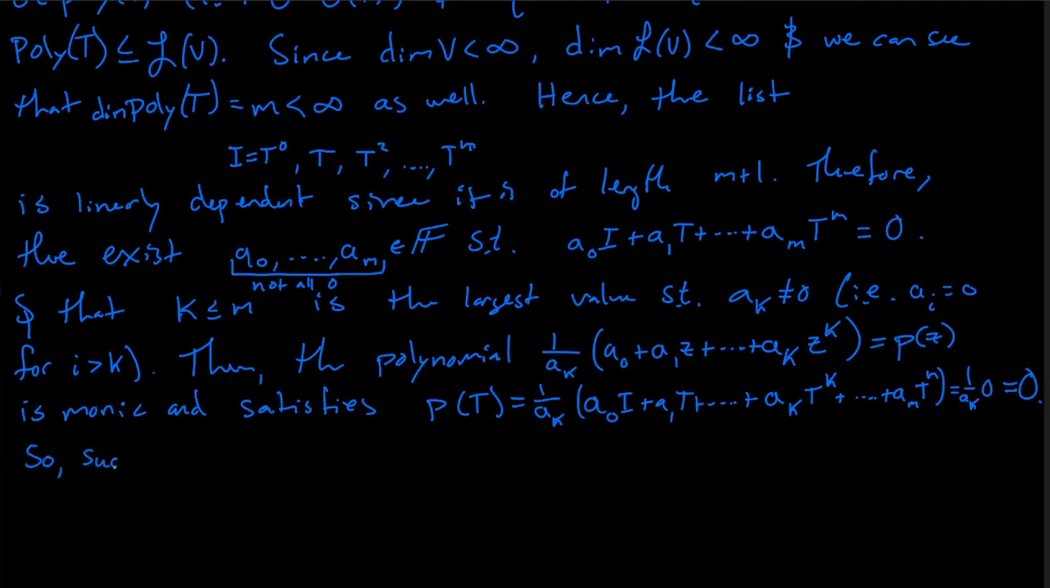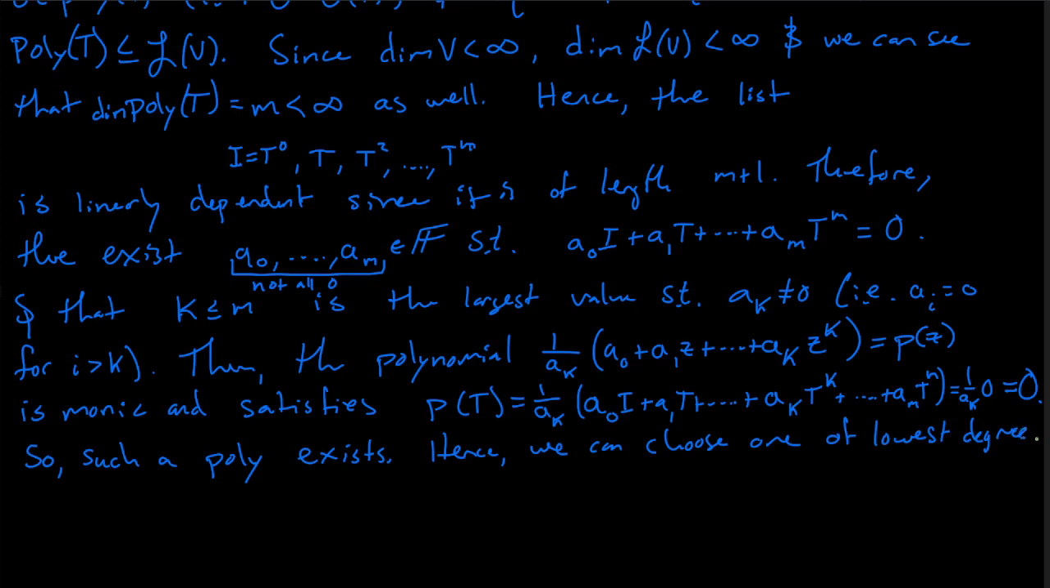So, such a polynomial exists. Hence, we can choose one of lowest degree. Oh, okay, very cool.